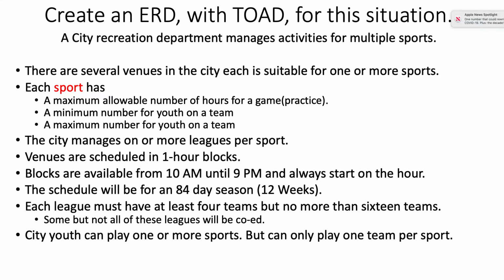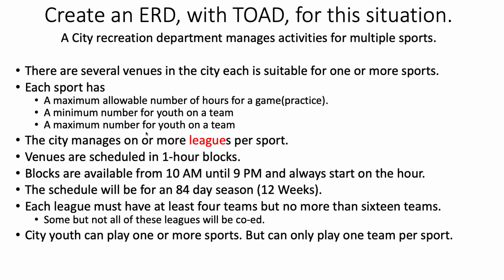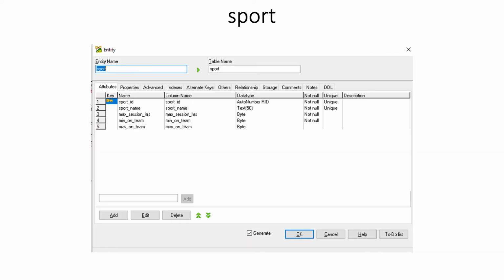So the first one I see is sport. And so here's the entity. We're going to call it sport. It's going to have a sport ID, a sport name, the maximum hours, the maximum session hours, and I made it a byte because it's not going to be more than 128. The minimum that you can have on a team, and the maximum that you can have on a team. Oh, and notice that the primary key is Sport ID.